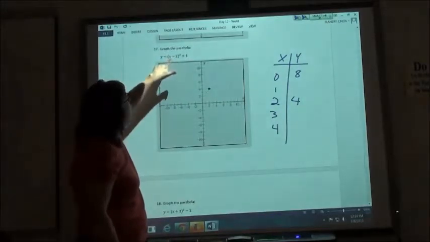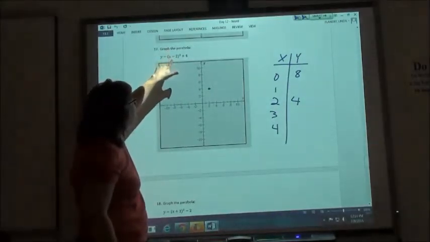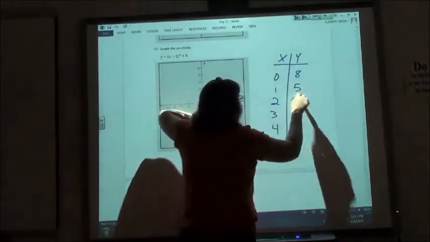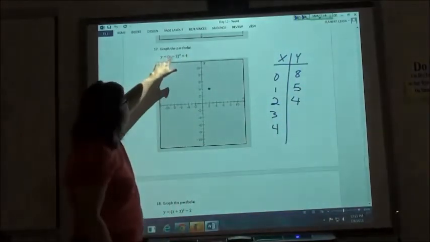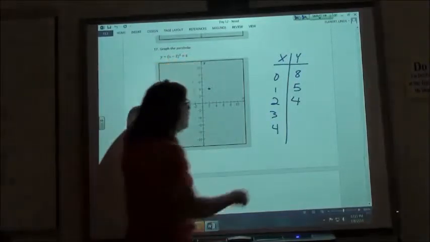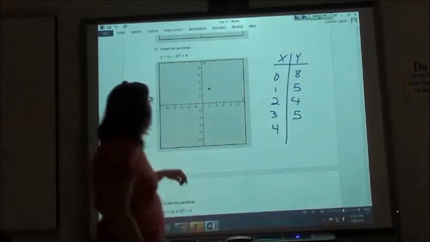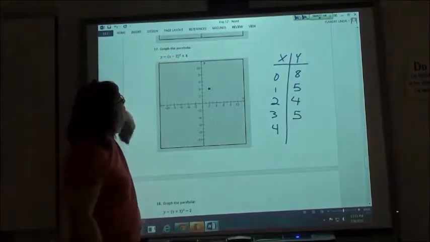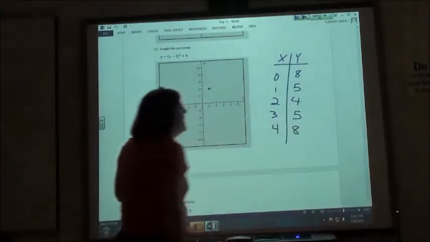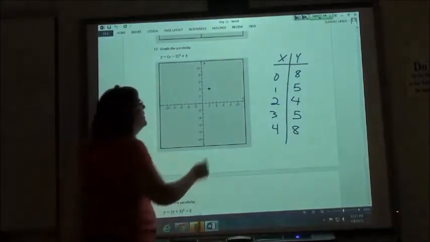1 minus 2 is negative 1, but a negative 1 squared makes it a positive 1. 1 plus 4, 5. 3 minus 2 is 1. 1 squared is 1. 1 plus 4, 5. 4 minus 2 is 2. 2 squared is 4, and 4 plus 4 is 8. Again, those numbers should match up like they do.